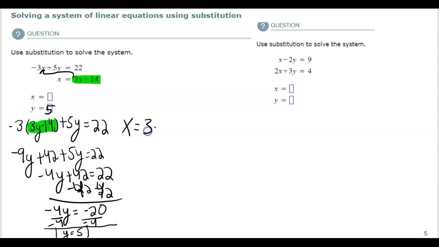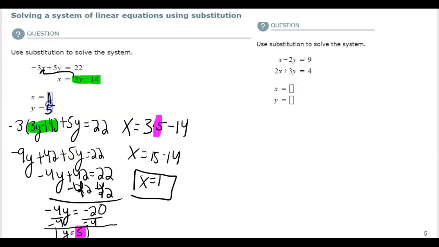But I'm not done because I don't have the value for x yet. So I know x equals 3 times 5, because that's the value for y, minus 14. So I have 5 and 1 as my y and x values.